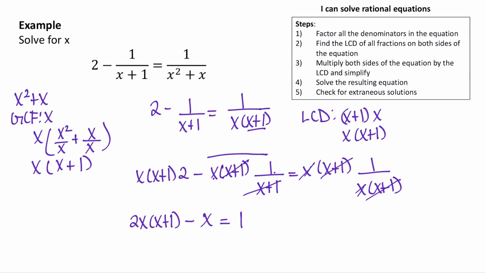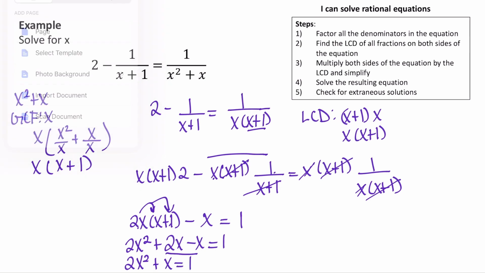So all I need to do now is distribute this 2x. So I get 2x squared, because 2x times x is 2x squared, plus 2x times 1, so that's just 2x. And then I have minus x equals 1. So this 2x minus x, those are like terms, so let's go ahead and combine them. So we have 2x squared plus x, and that equals 1. So now we have a quadratic equation. We have 2x squared plus x equals 1.